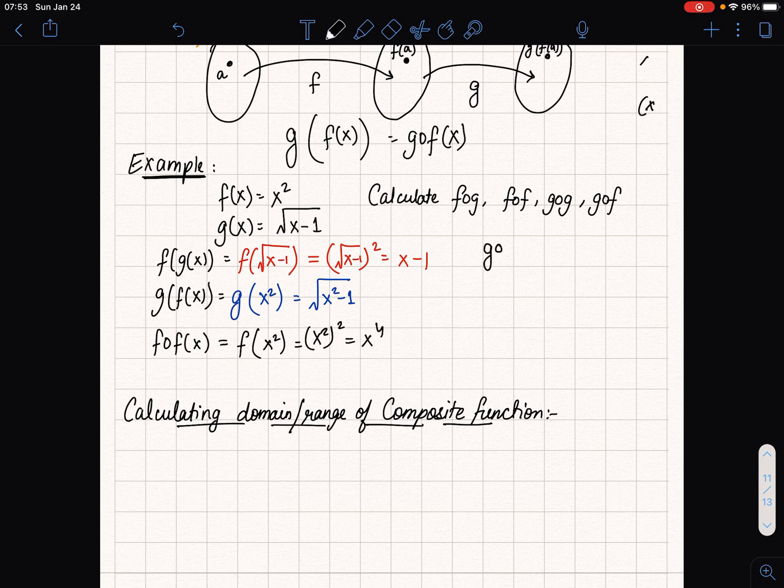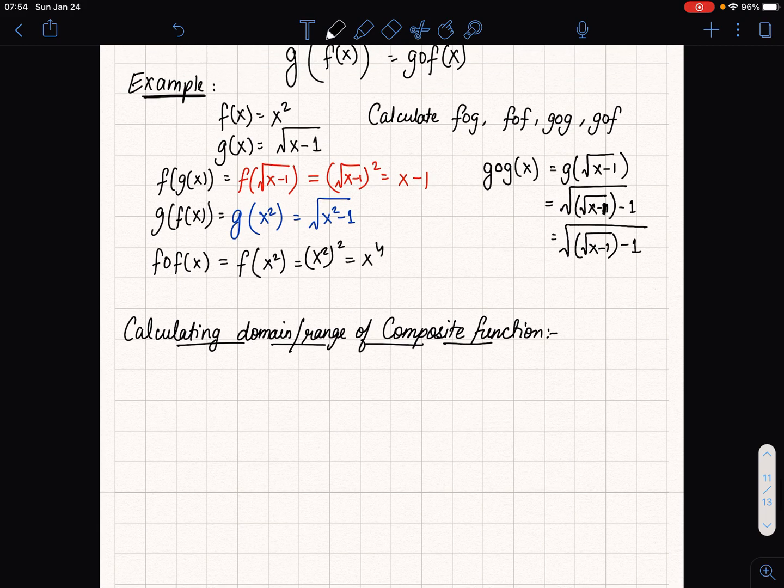Now we calculate g of g of x. We have g of, what is g of x? Square root x minus 1. Now we have g of square root of x minus 1. So we again plug in square root of x minus 1 in g of x. Then we have square root x minus 1 minus 1.